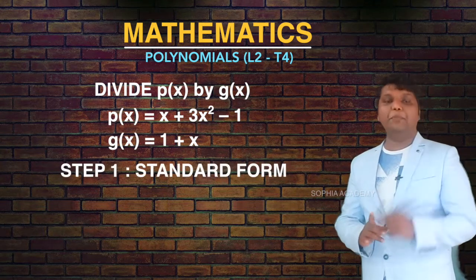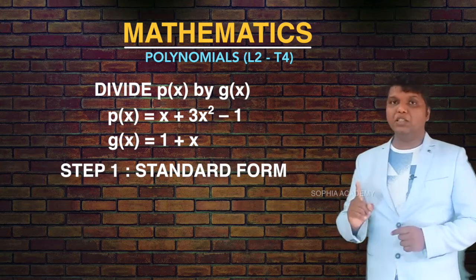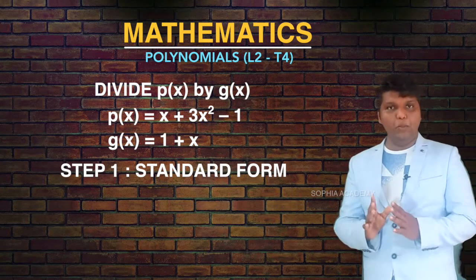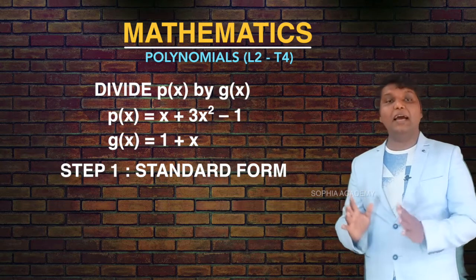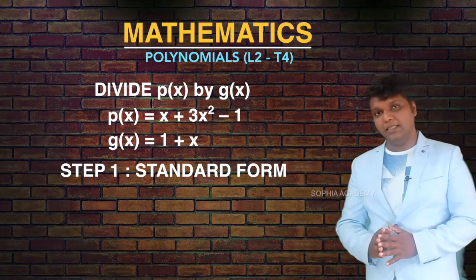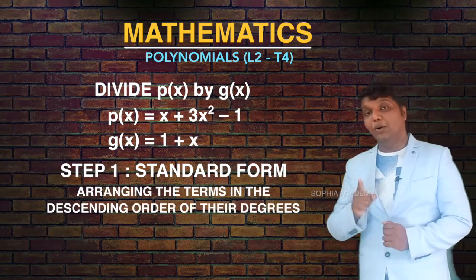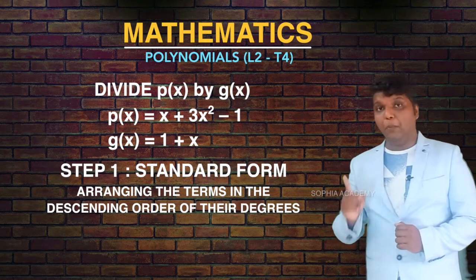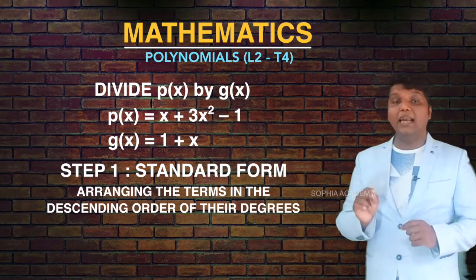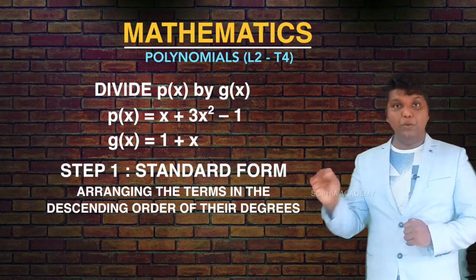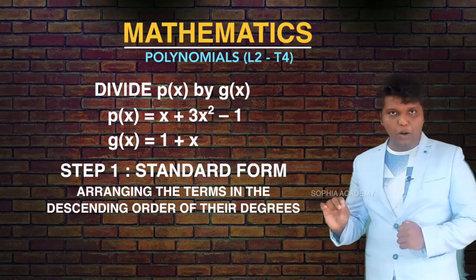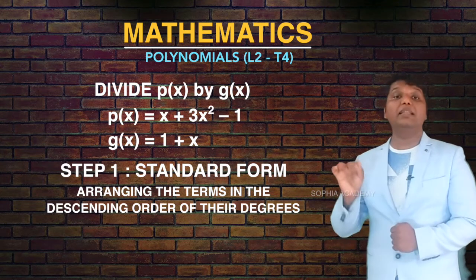The first step which you have to do is make sure that the given polynomials are in the standard form. What does standard form mean? You have to arrange the given polynomials in such a way that the powers are in descending order. Descending order means decreasing order.